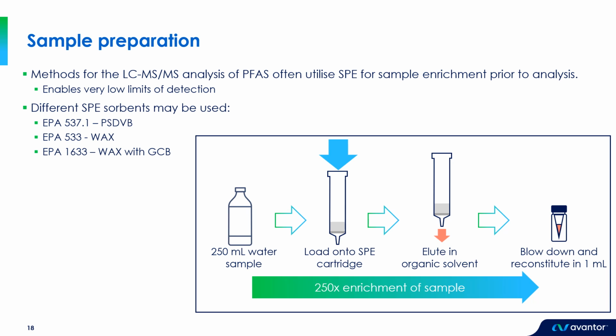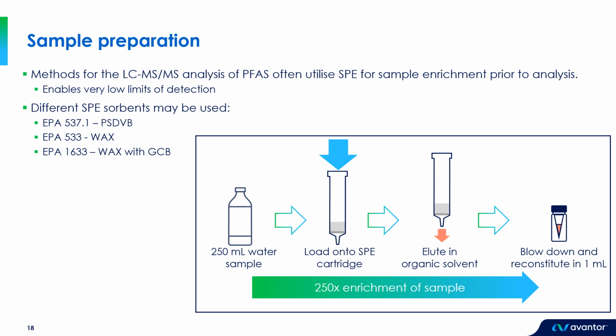Various SPE sorbents tend to be used, so looking here at 3 US EPA methods. In method 537.1, a reverse phase polystyrene divinylbenzene material is used, whereas in 533 and 1633, both of these use a weak anion exchange phase. In the case of EPA 1633, this method has a broader applicability to aqueous samples rather than just being limited to drinking water samples, so a graphitic carbon layer is also incorporated for additional cleanup.